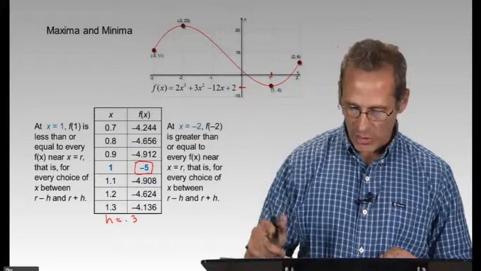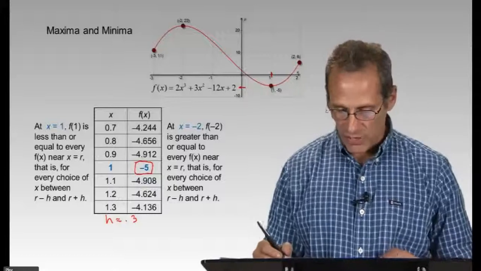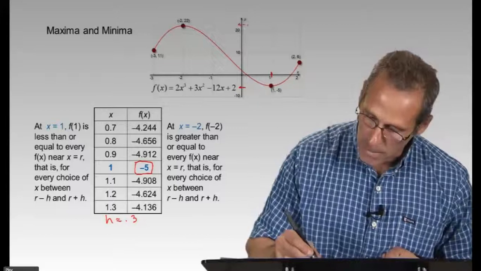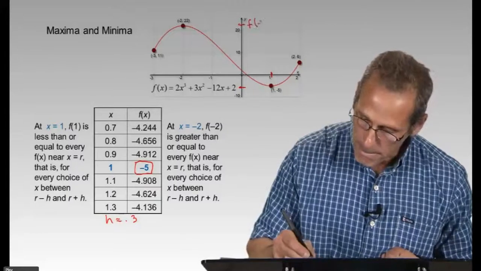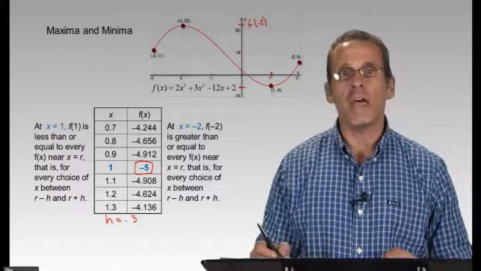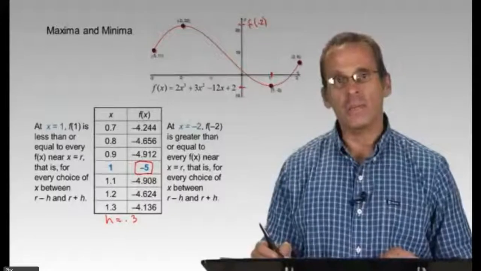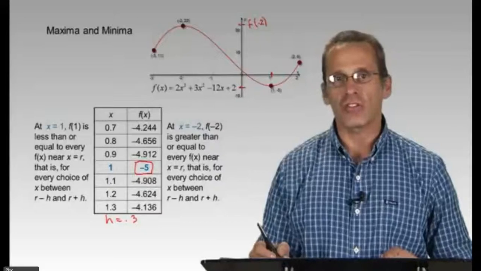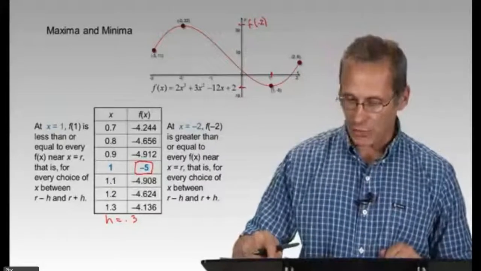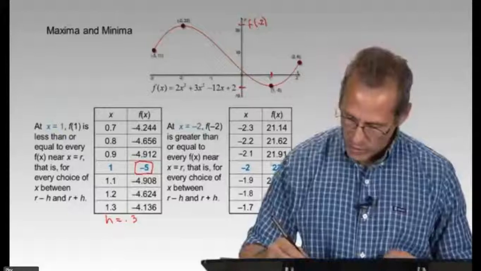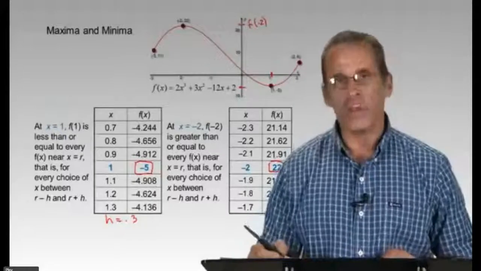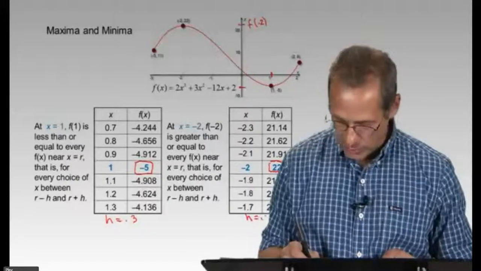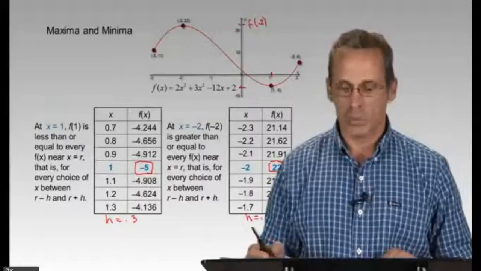Now let's adjust our eyes and take a look at x equals -2. At x equals -2, f of -2 is greater than or equal to f of x near x equals r. That means for every choice between r minus h and r plus h for x. Again, looking at a table of values for some sample points, notice that 22 is greater than or equal to all the other range values on this table where we have an open interval within 0.3 units of -2.